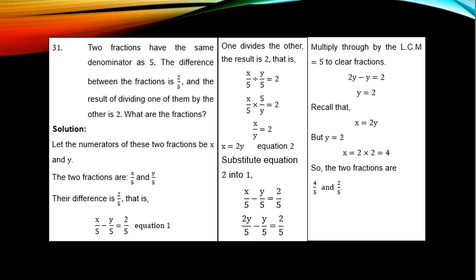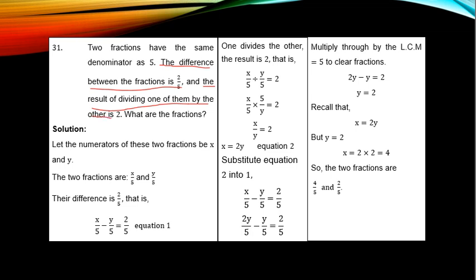Example 31. Two fractions have the same denominator as 5. The difference between the fractions is 2/5, and the result of dividing one of them by the other is 2. What are the fractions? If you look at this problem, it has two parts. The first part is the difference between the fractions is 2/5. The second part starts from the result of dividing one of them by the other is 2.